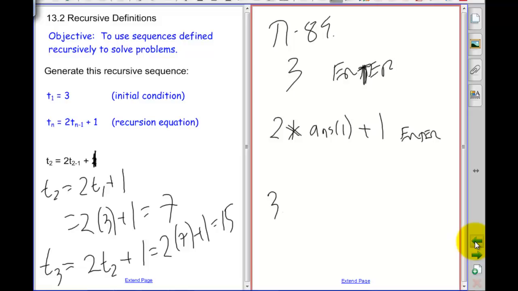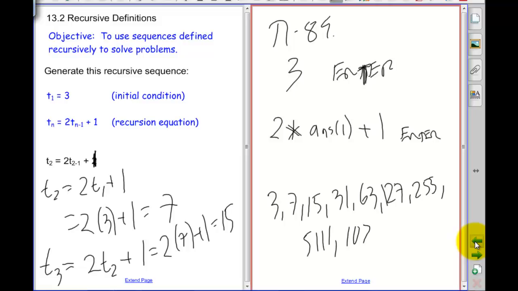Well, let's start with 3, 7, 15, 31, 63, 127, 255, 511, 1023. Oh, it does work. That's 10, right? Yes, it does work. Let me see what you're doing.